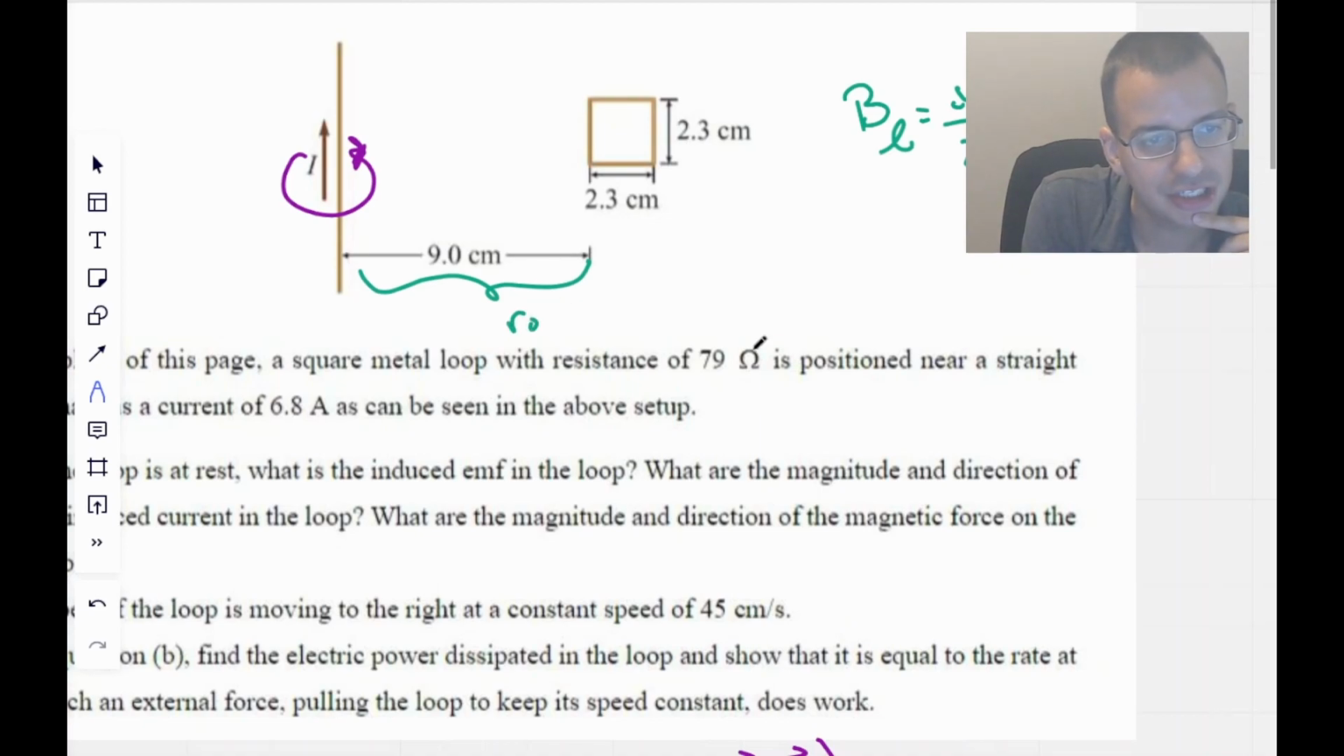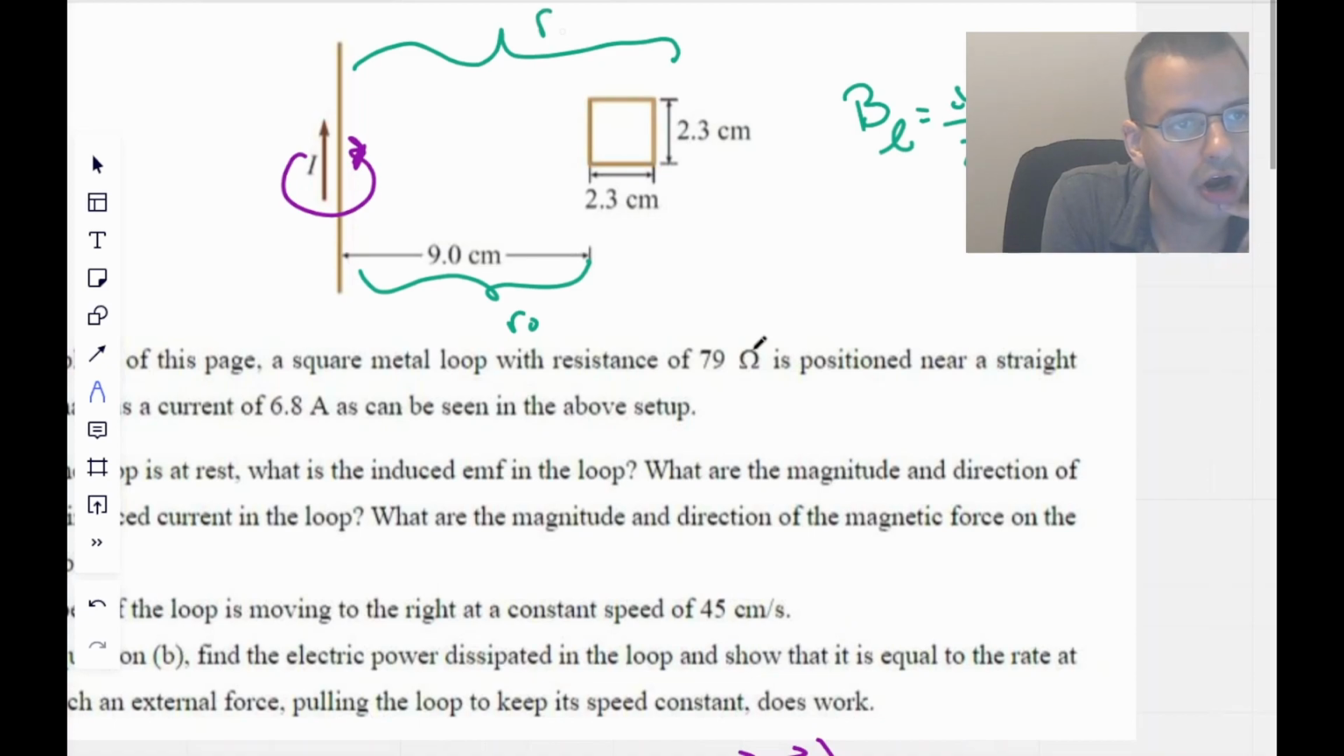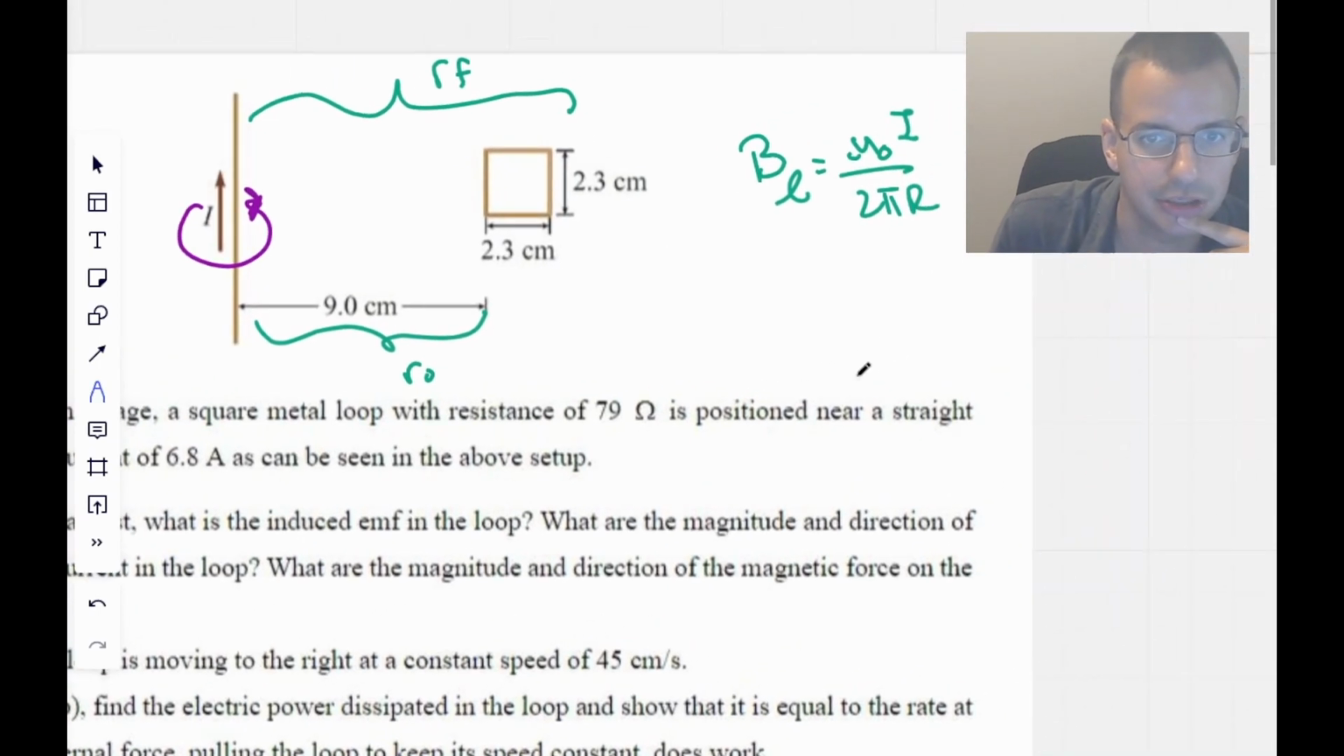I'm going to call this distance r initial. I'm going to call this distance r final. So r initial is 9 centimeters. R final is 9 centimeters plus 2.3 centimeters. That seems reasonable. The magnetic field at this point is going to be different than the magnetic field at that point.